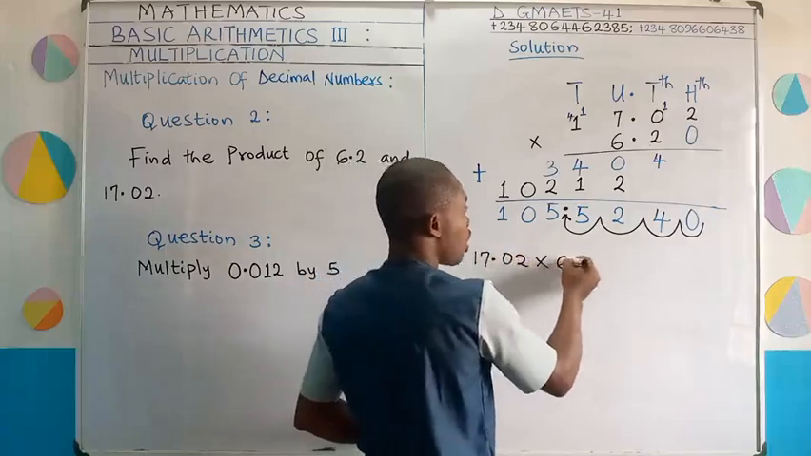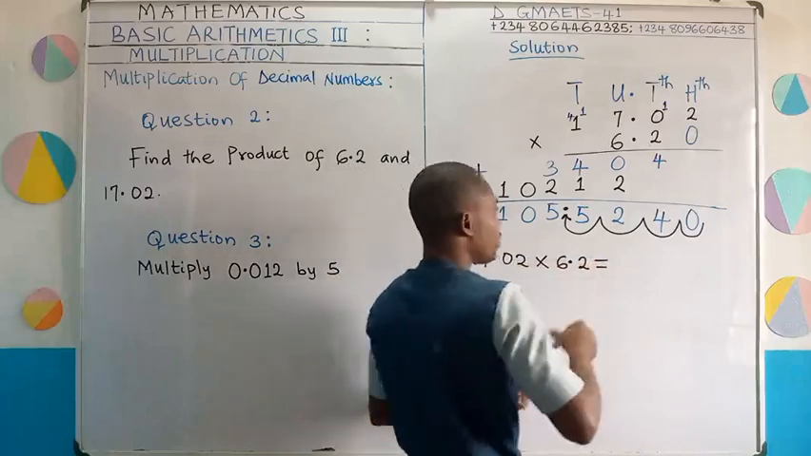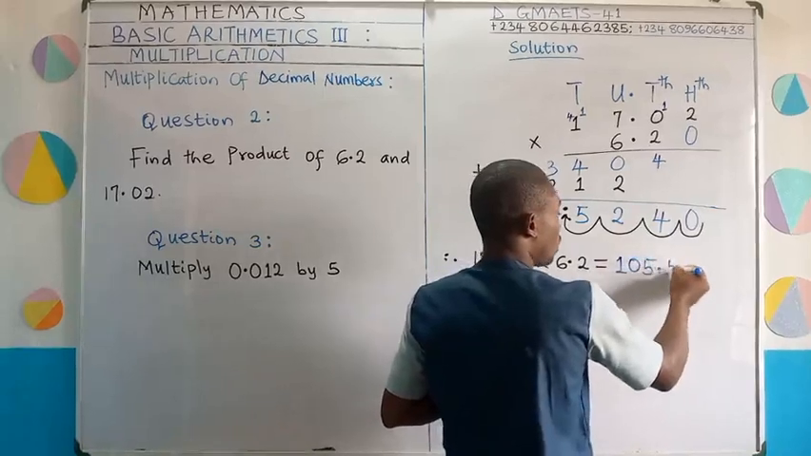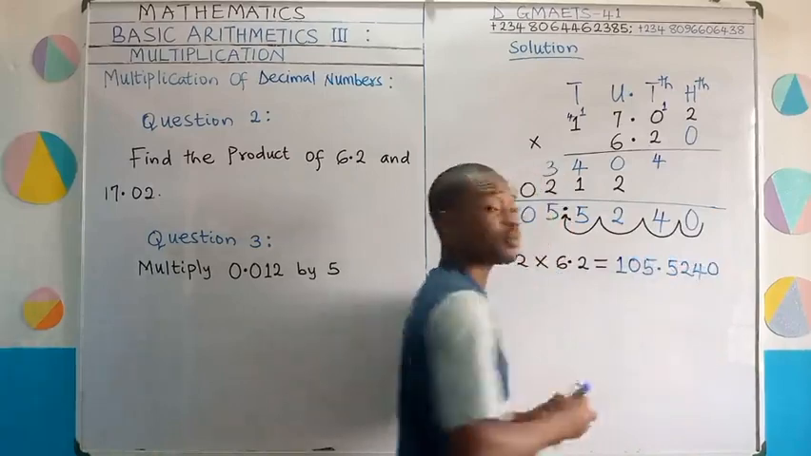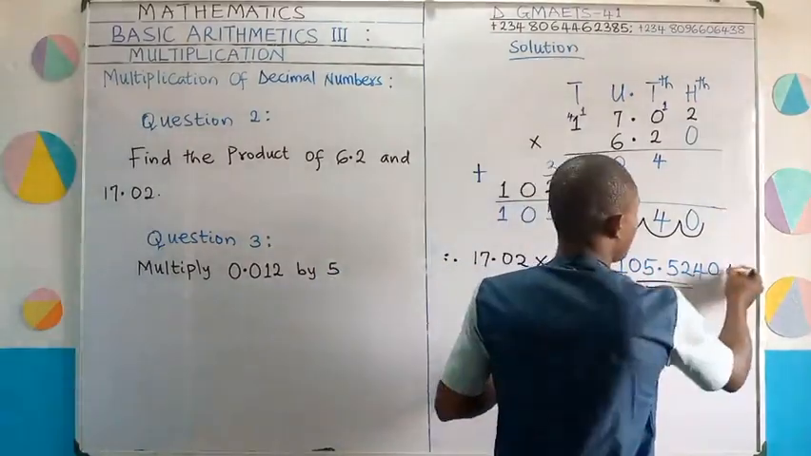17.02 times 6.2. The answer is 105.524. If you like, you put the zero. Okay, let me just put it. But like I said, that zero is insignificant. It does not mean anything. And this is my answer.